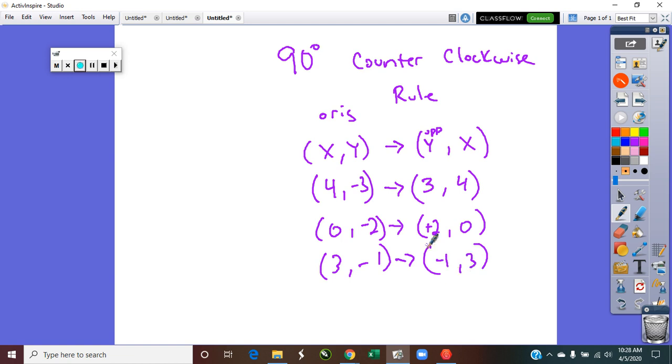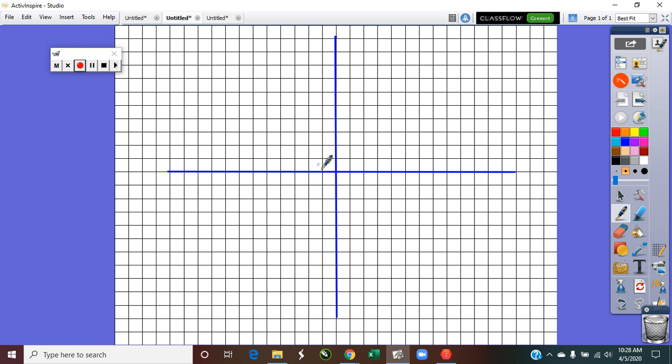I just put my x in place of the y and my y in place of the x, and whatever becomes my new x is going to be opposite. So this becomes a +1. Okay, does that make sense? All right, so let's now move over to the graph and see if we can apply this a little bit.